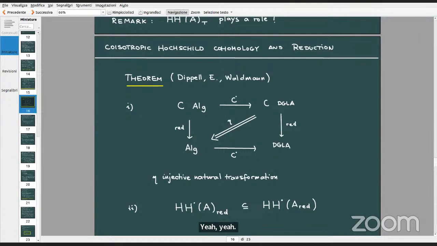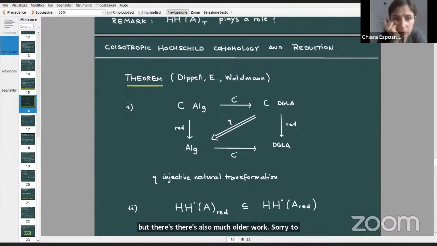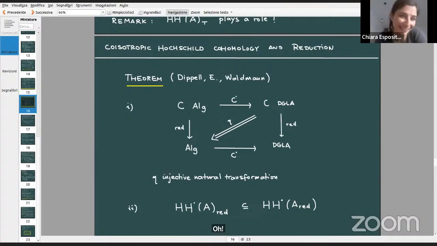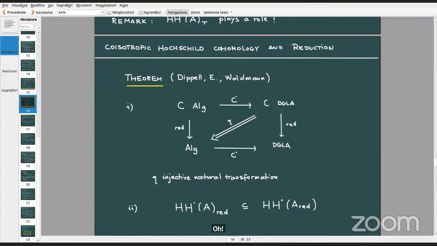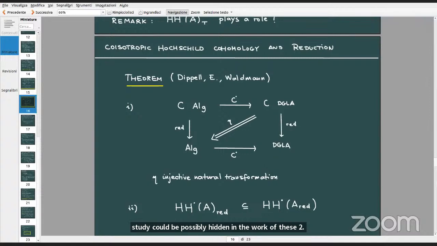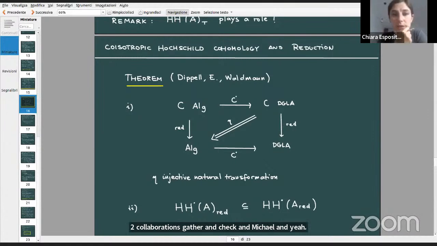Sorry to interrupt, but I just want to add there's much older work of Gerstenhaber and Schack. Exactly. They studied general diagrams, and it really feels to me like what you're looking at is deformation of spans. The interest of your theorem, I think, is geometric, but the technical details of finding out what it is that you want to study could possibly be hidden in the work of these two collaborations, Gerstenhaber and Schack and Markl and Frégier. Many thanks. That's very interesting.